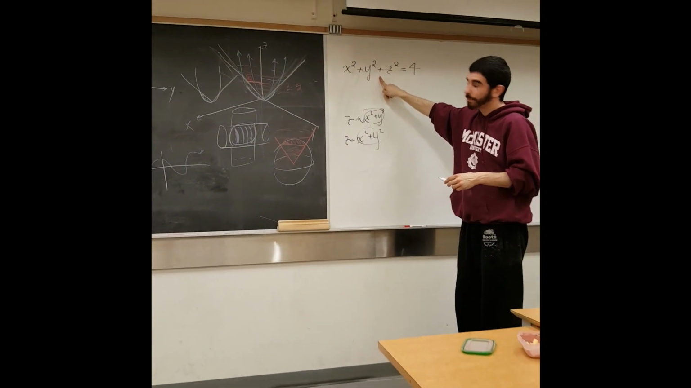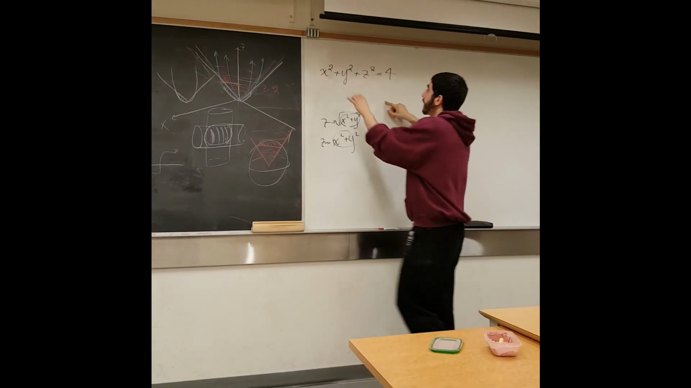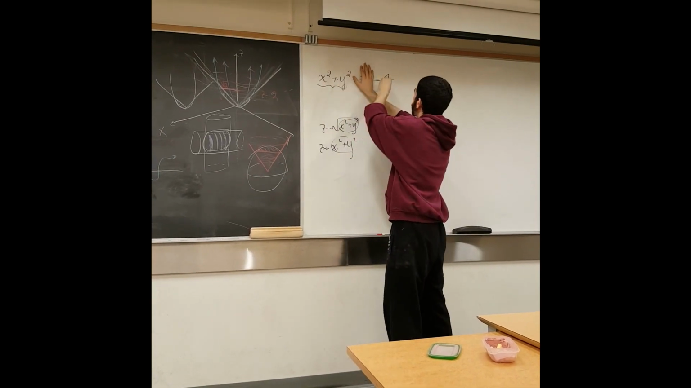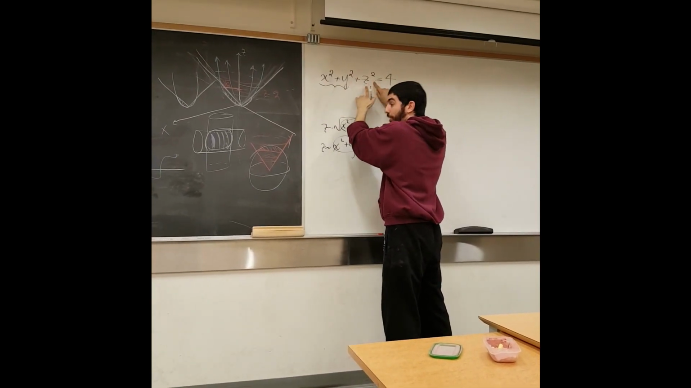How about this? This here looks like a circle. x squared plus y squared equals 4. But now I'm adding in another dimension.